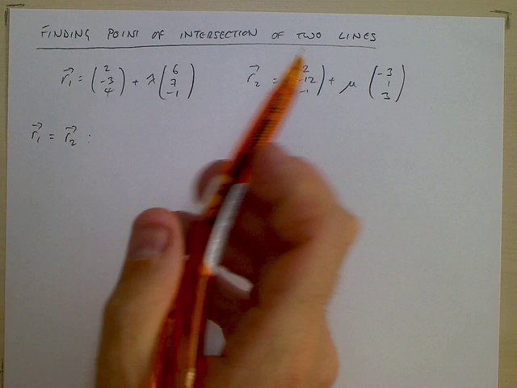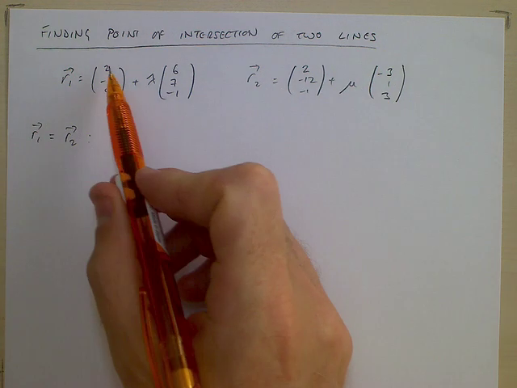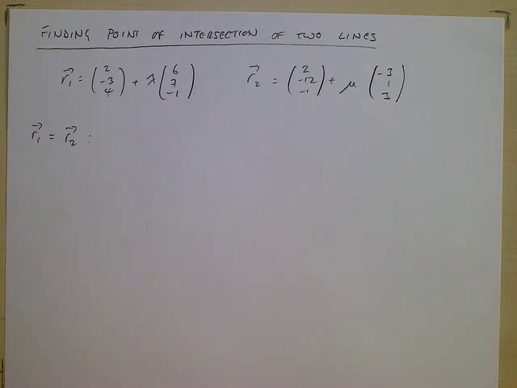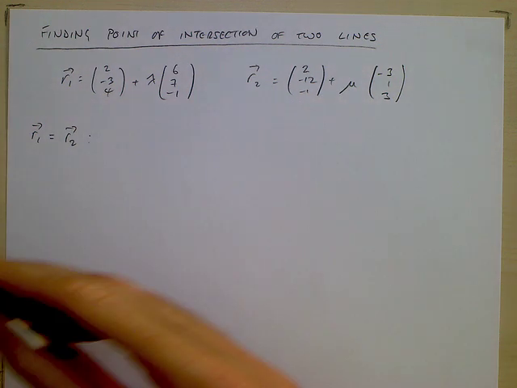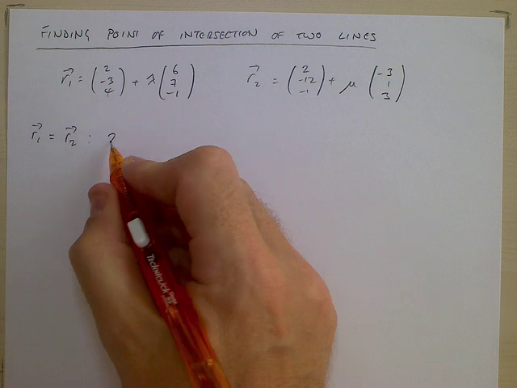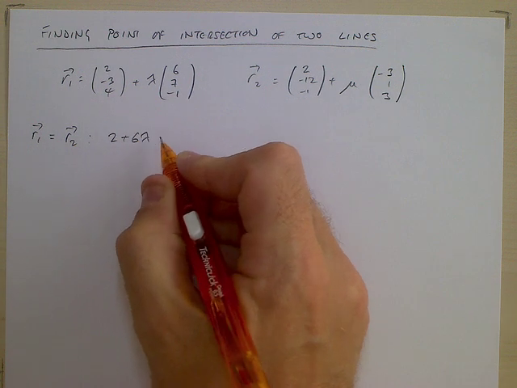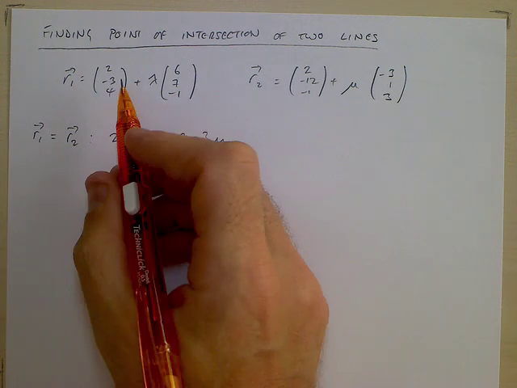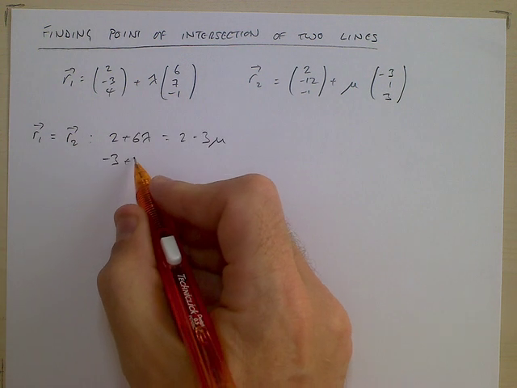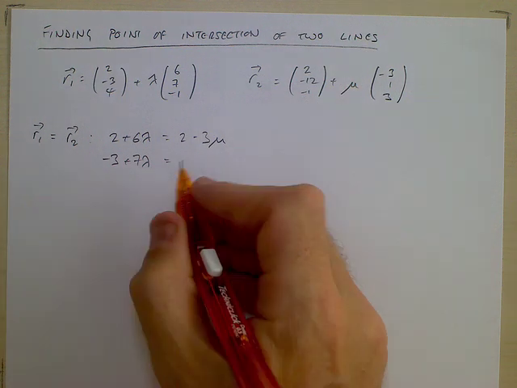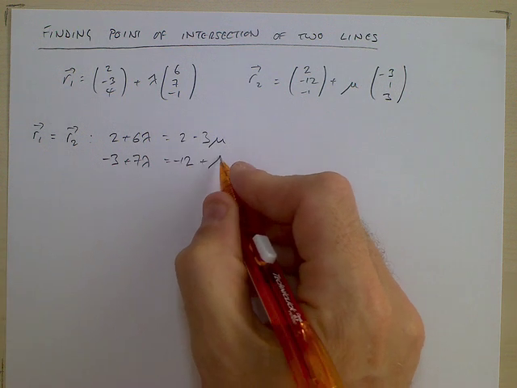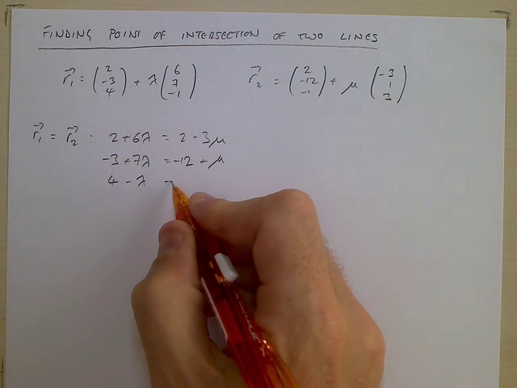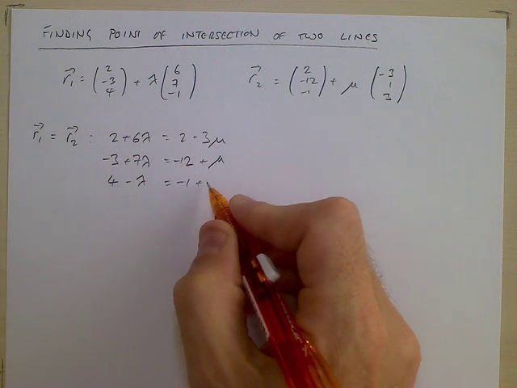Now, of course, here, to equate these two, I equate the top components, the middle components, and then the bottom components. So I'm going to get three equations. Let's see what we get. 2 plus 6 lambda is equal to 2 minus 3 mu. Minus 3 plus 7 lambda is equal to minus 12 plus mu. I'm looking at the bottom components. 4 minus lambda is equal to minus 1 plus 3 mu.